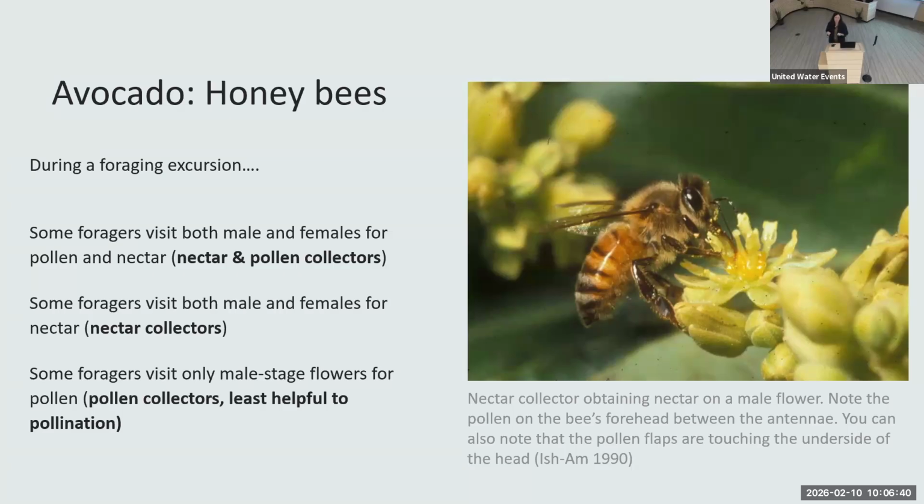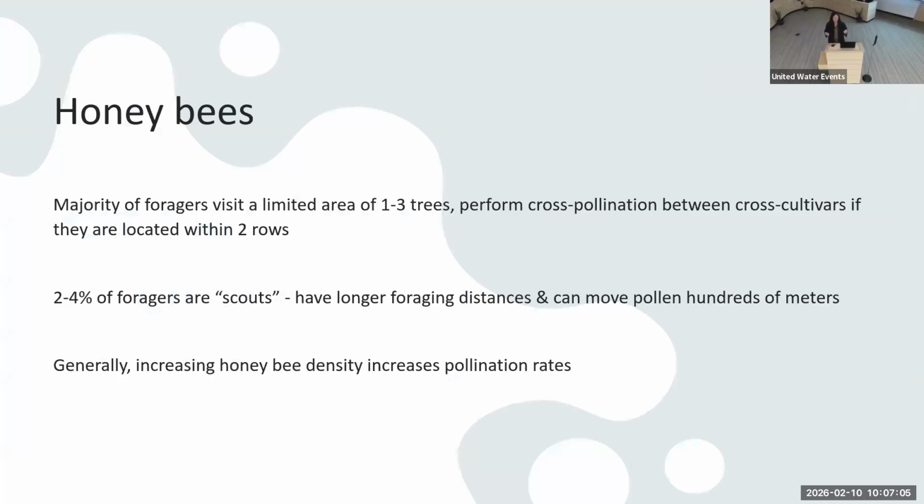All right, so what about in avocado? We know the most about honeybees. Most of the research has been done on honeybees. When honeybees forage in an avocado orchard, there are 3 types of behaviors that they might engage in. So some of them will visit male and female flowers and they'll collect pollen and nectar in the same trip. Some of them will visit male and female flowers and only collect nectar. And then there's some foragers that only visit male flowers and they just collect pollen. And so those ones aren't contributing too much to pollination because in a visit, they're not going to be visiting any females. So they won't be moving pollen to a female.